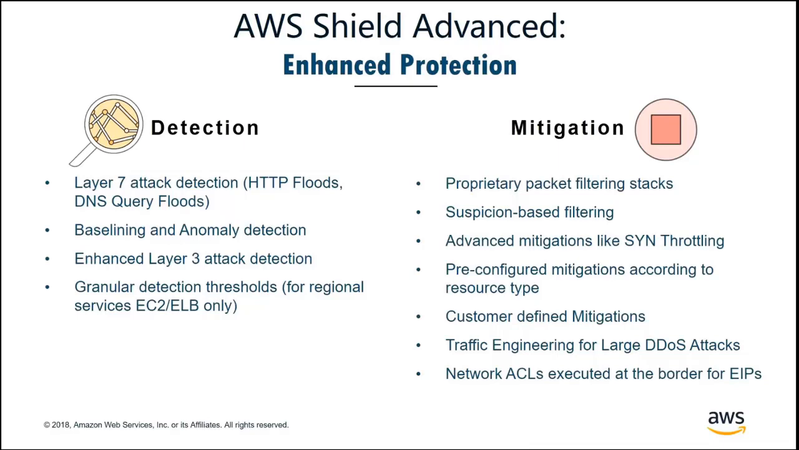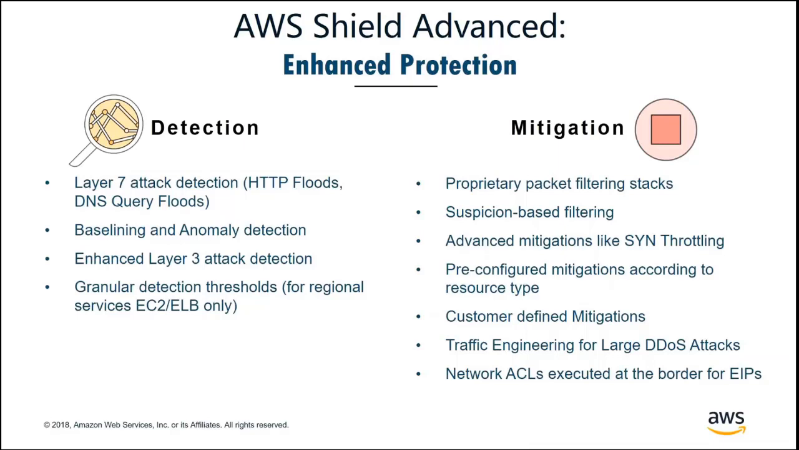And on the mitigation side, Amazon has built its own proprietary packet filtering stack. This stack is one of the most distributed systems at Amazon and exists at every point of presence around the world. So over 100 edge locations and nearly as many transit centers in our regions. We have many tens of terabits per second of capacity at the ready to scrub DDoS attacks before they enter the region. And the way that we scrub those packets is actually very smart. It uses a suspicion-based filtering mechanism.